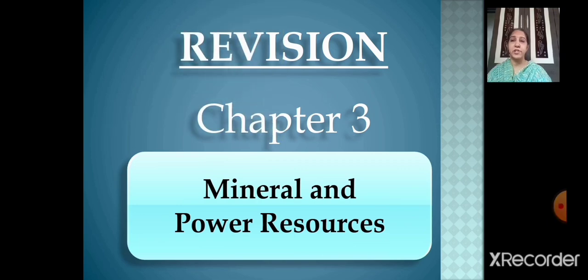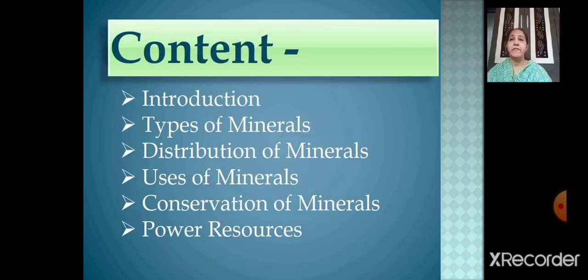We are doing the revision of chapter number 3, mineral and power resources. Today we are doing the second part of our revision here. In our first session, these are the topics that you have learnt about: introduction, types of minerals, distribution of minerals, uses of minerals. Then we saw conservation of minerals. Then we just started with the topic power resources.